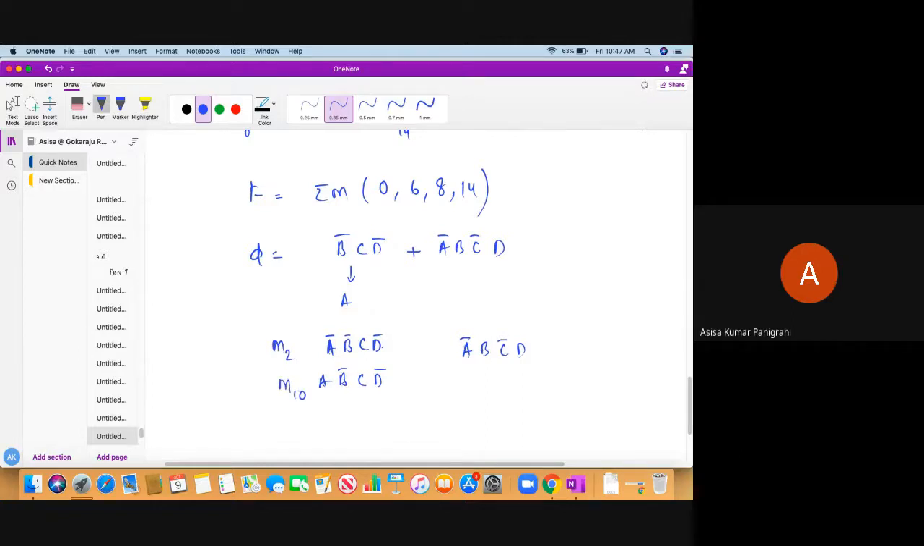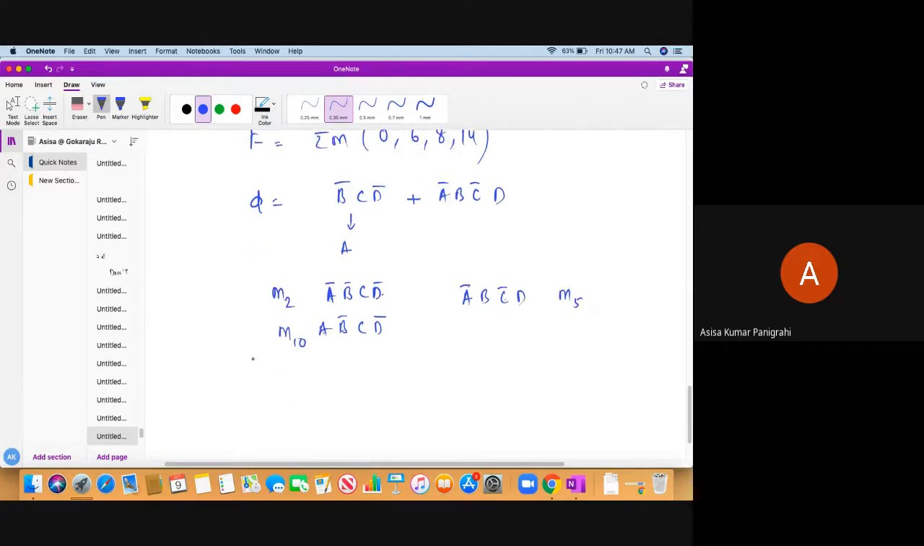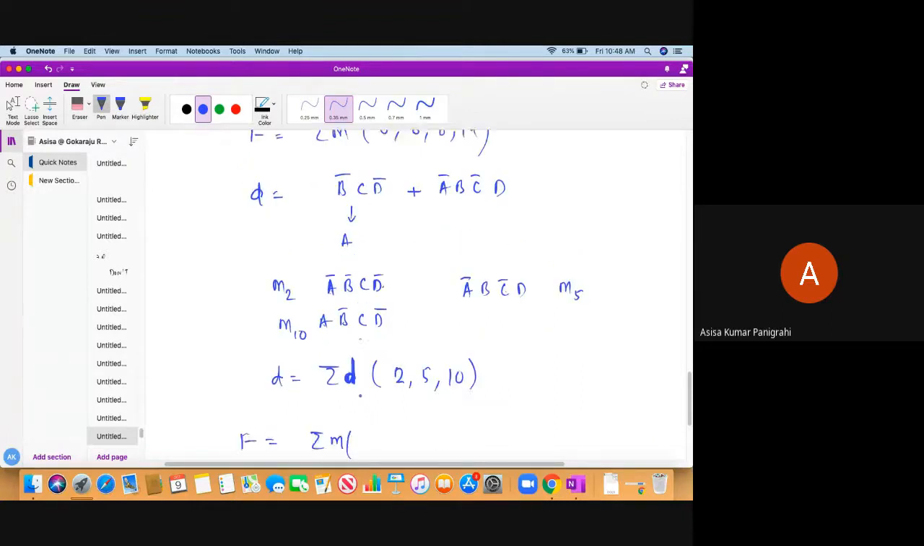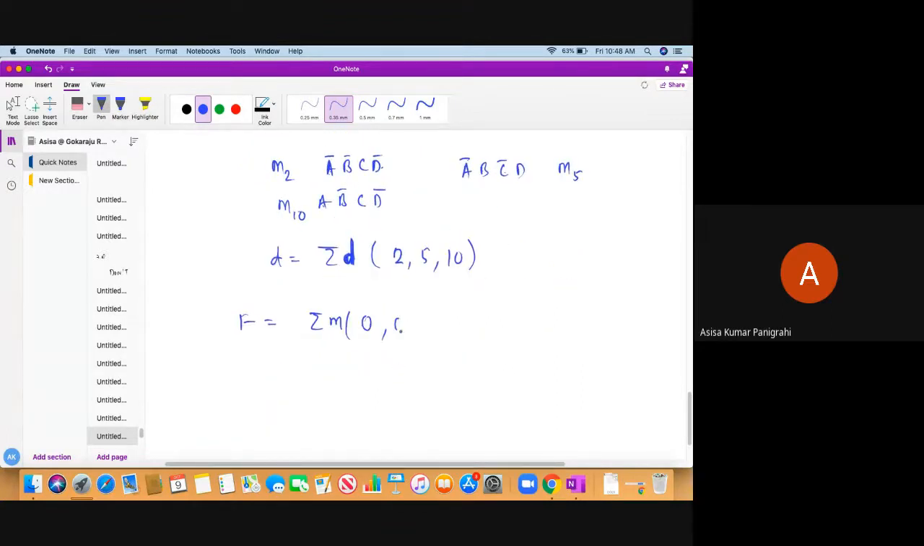Next, 0, 1, 0, 1 means m5. So we'll be having d. Now summation of d, which is 2, 5, and 10. Any doubt on this? So now my complete function looks like this: summation of m, which is 0, 6, 8, 14, and summation of d here 2, 5, 10.